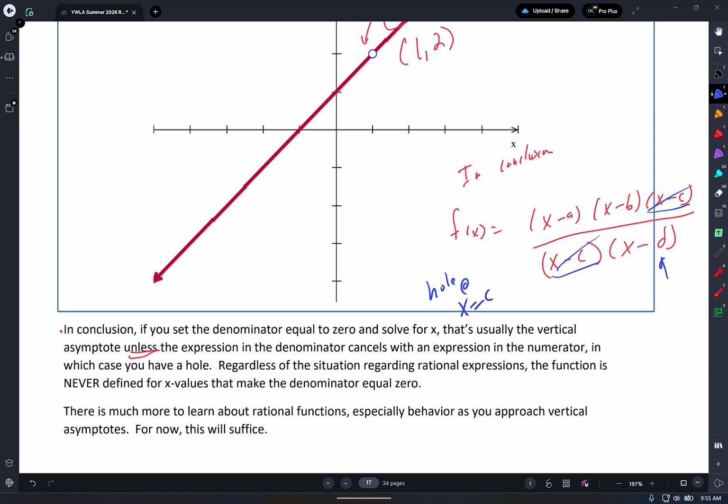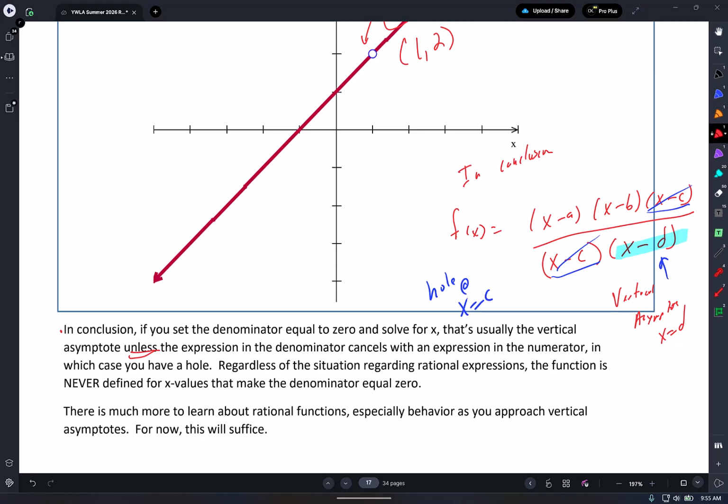Because they cancel, you're going to have a hole at x equals c. Now, you see how this x minus d here does not cancel out? Since I don't have a factor in the numerator that's x minus d, that means I have a vertical asymptote at x equals d.